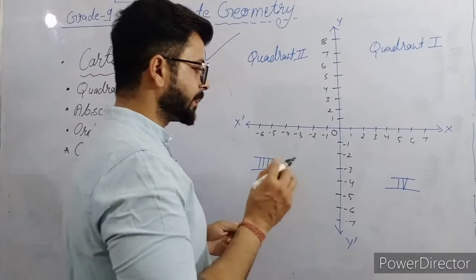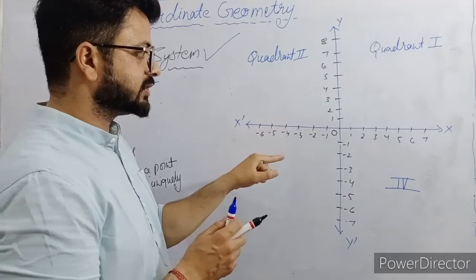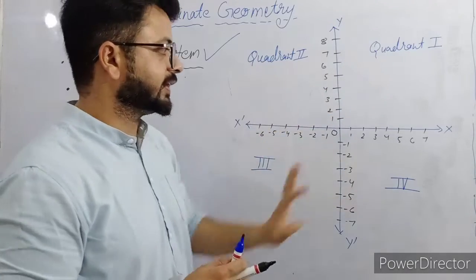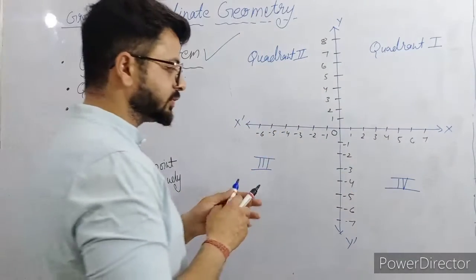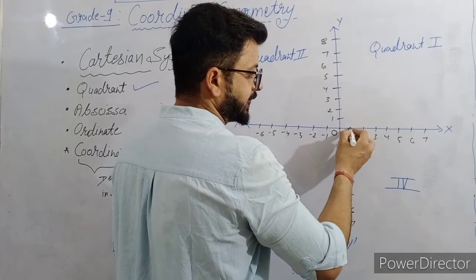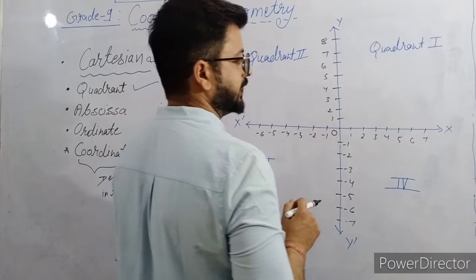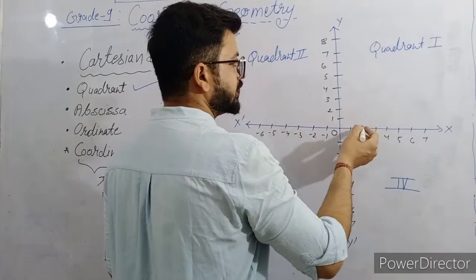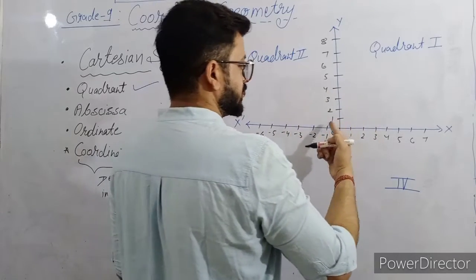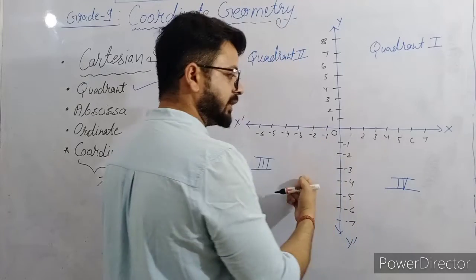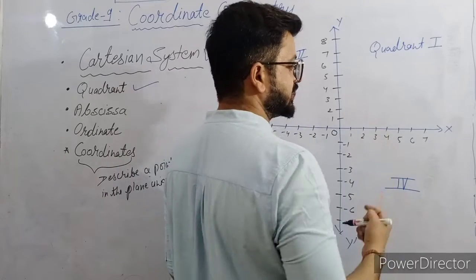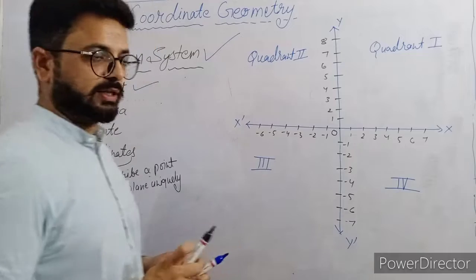Suppose I tell you one more thing related to this. The quadrants also correspond to angles. You can see the 90-degree angle. From 0 to 90 is the first quadrant, 90 to 180 the second quadrant, 180 to 270 the third quadrant, and 270 to 360 the fourth quadrant.